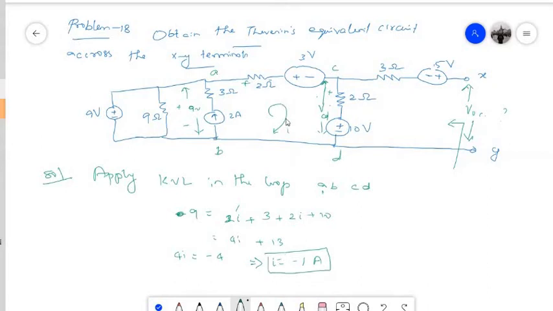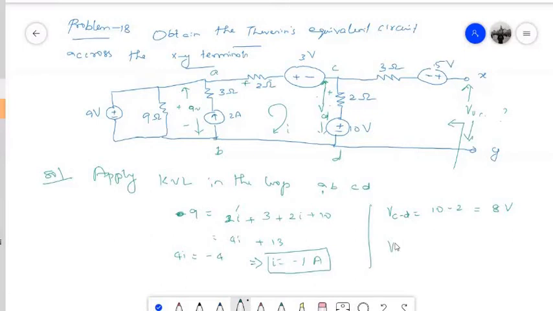Now when you know I, you will be able to find VCD, isn't it? It will be easy to find VCD, because it is ultimately this 10 minus whatever may be the drop across this resistance. So that will be your voltage across the terminals, VCD, which is nothing but 10 minus the voltage drop here. What will be the voltage drop here? 2 into the current I, which is minus 1, so minus 2. So that will give you 8 volt.